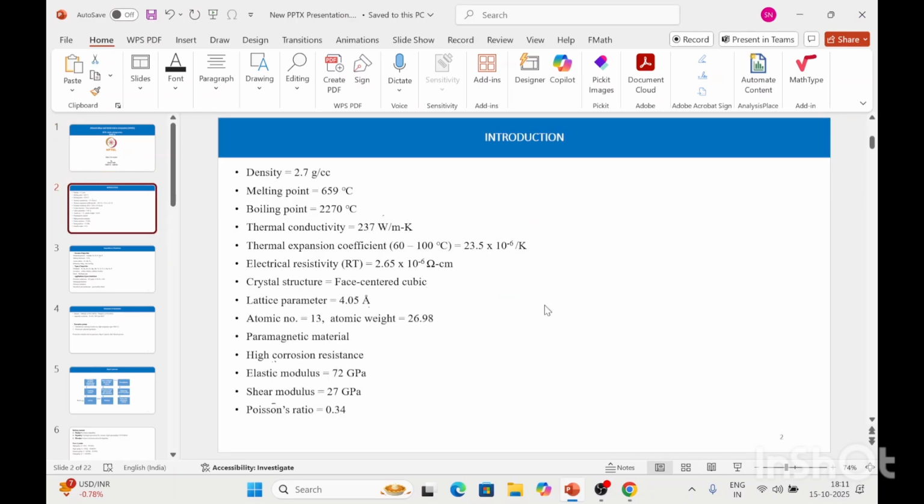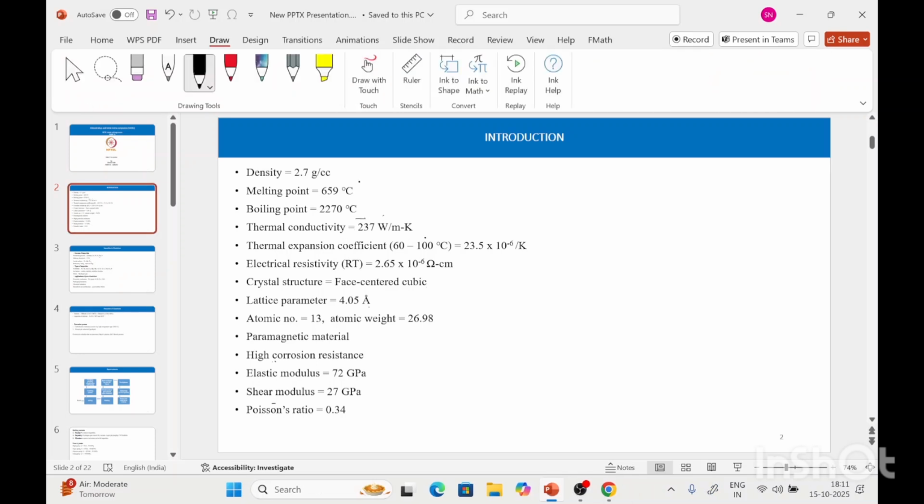Starting with the introduction of the aluminum alloys. The aluminum alloy has a density of 2.7 gram per centimeter cube, which is very low among metals. Because of this low density, it is very useful in aircraft parts where we require high strength, high specific strength. The melting point is 659 degrees Celsius. Its boiling point is 2270 degrees Celsius.